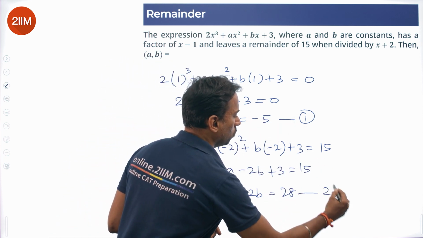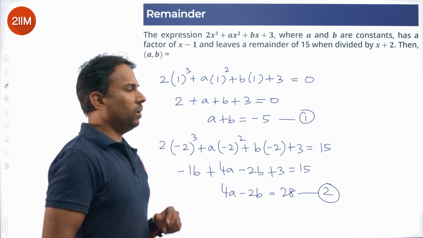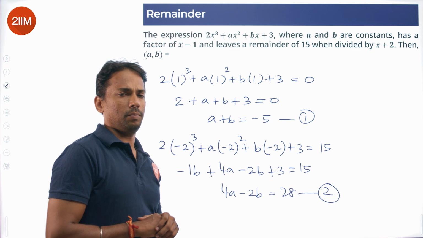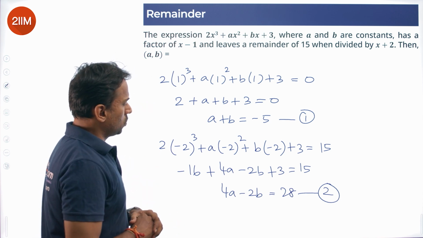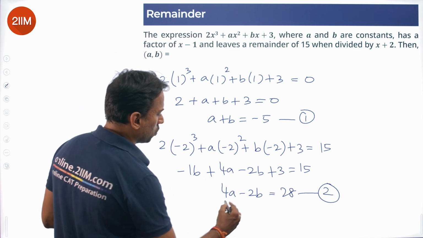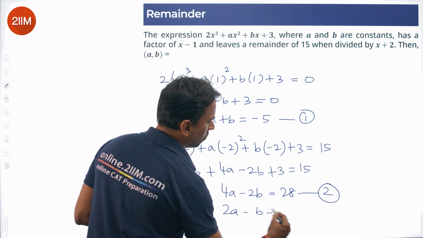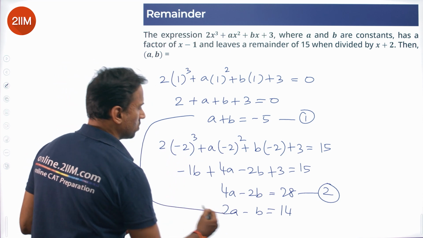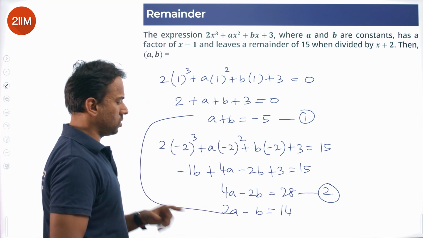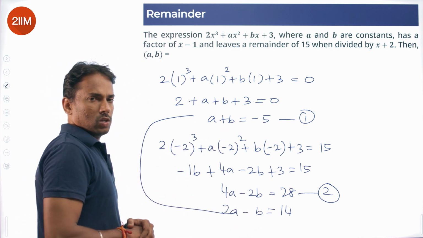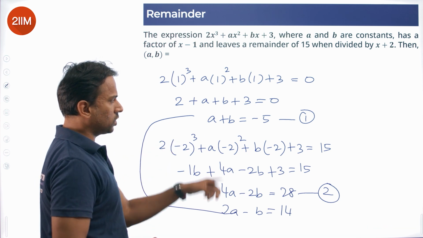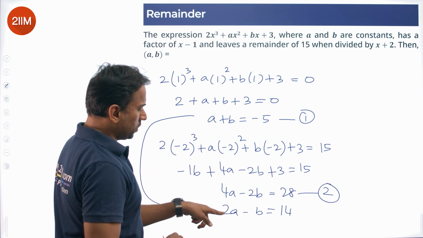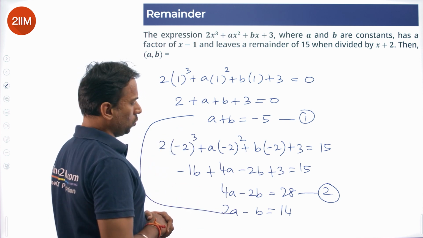This is equation 2. So simple, we got two equations in terms of A and B. Solving that, we'll get the values of A and B. From here we can also say 2A minus B is equal to 14. Now we can add the two equations. A plus B is this, 2A minus B is this. When we add, plus B and minus B get cancelled. We'll have A plus 2A is equal to 3A.